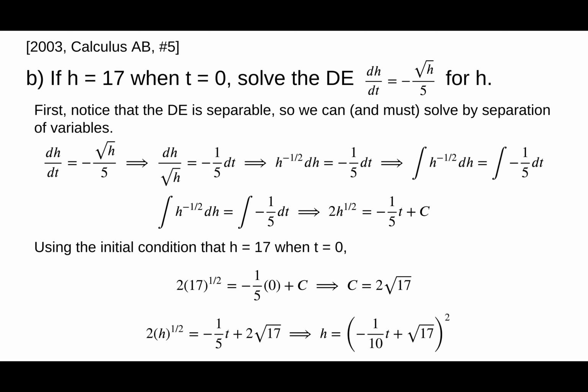So since c is equal to 2 times the square root of 17, I can plug that into the equation I got above and then solve for h. h turns out to be negative 1/10 t plus the square root of 17, all squared.